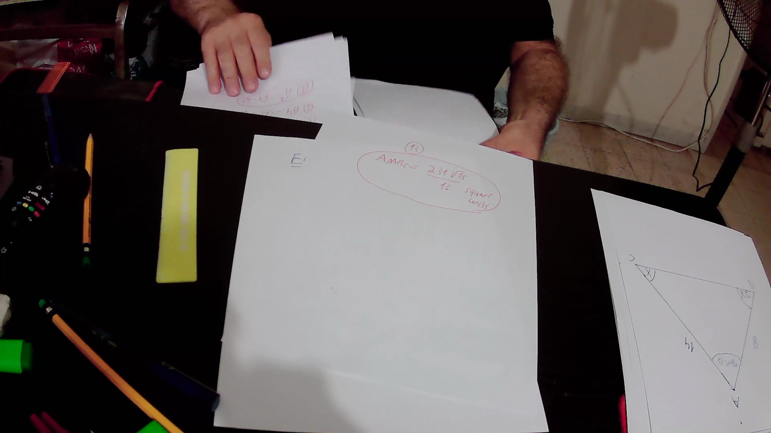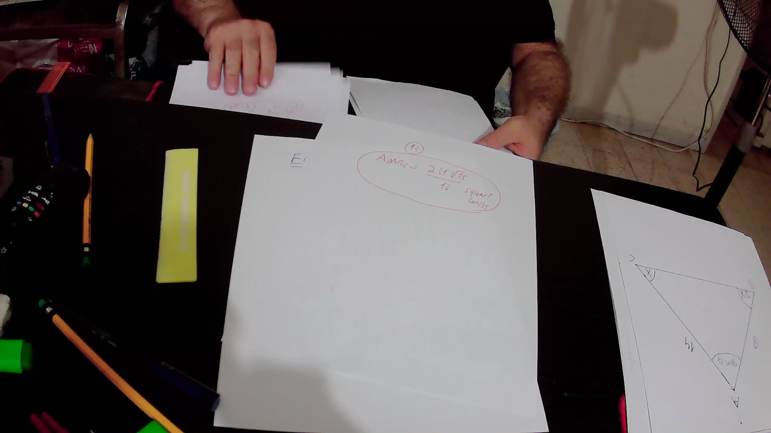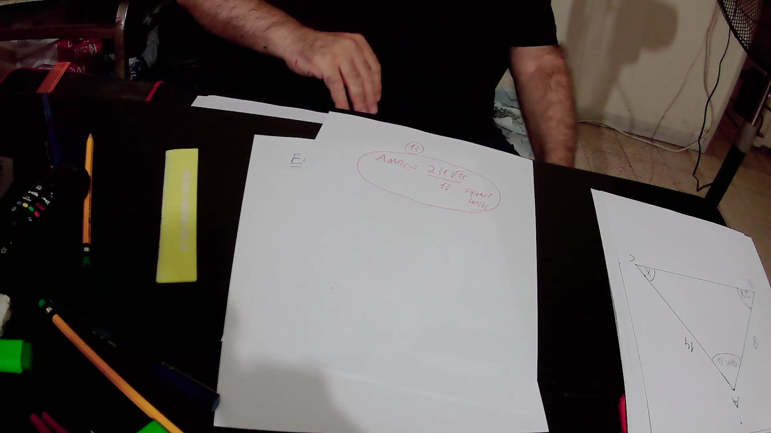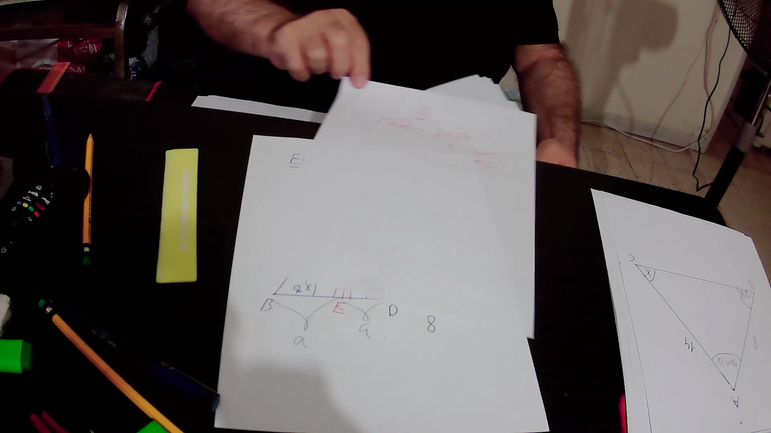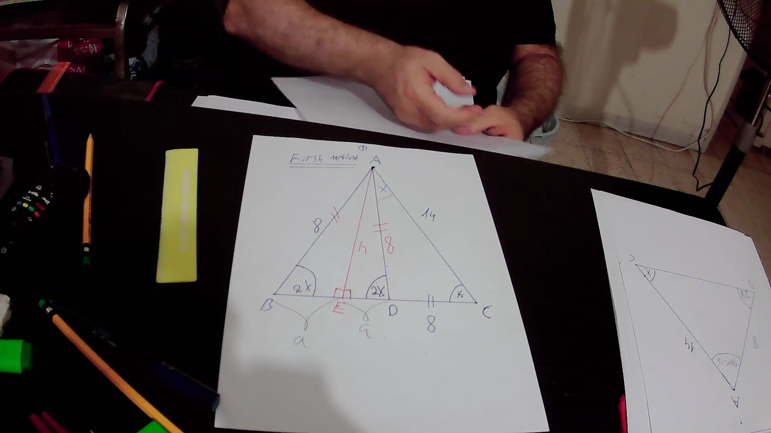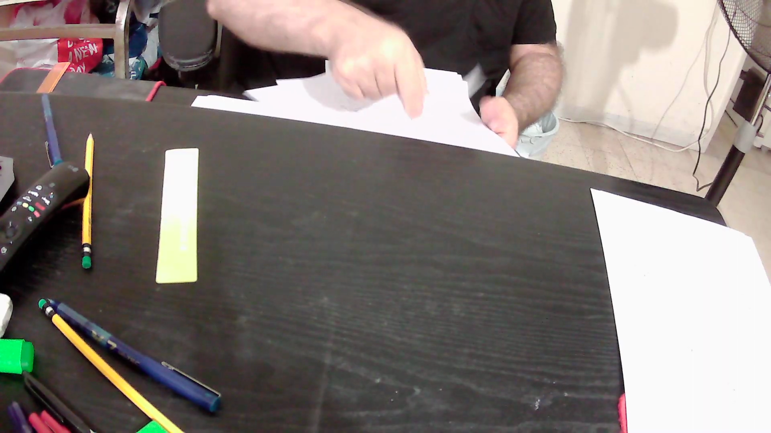Okay, so that was the first way to find the area of triangle ABC. Then we found the area of triangle ABC in a second way.